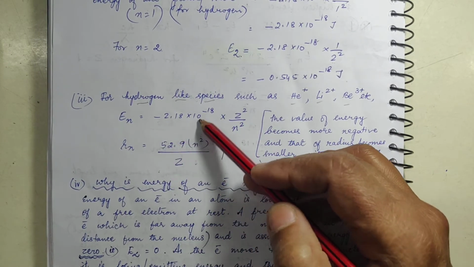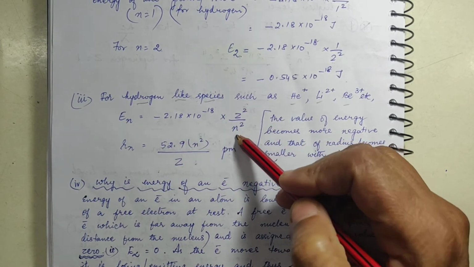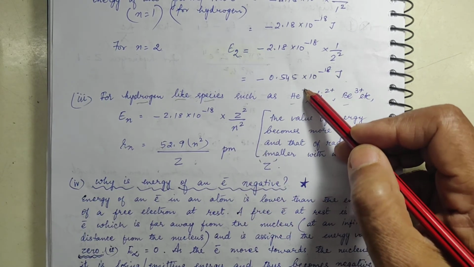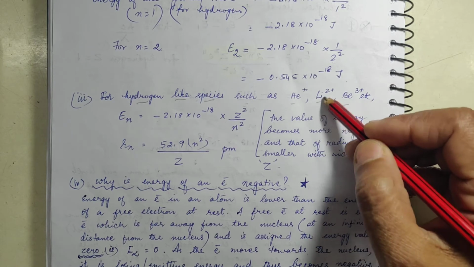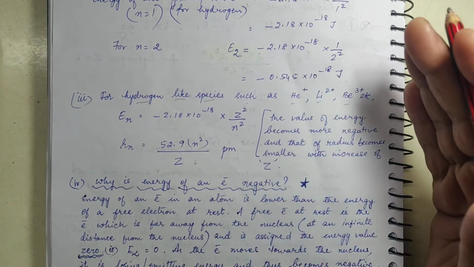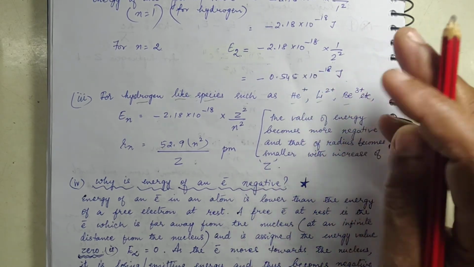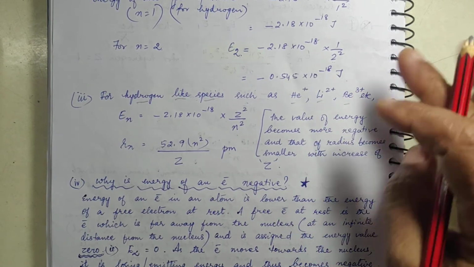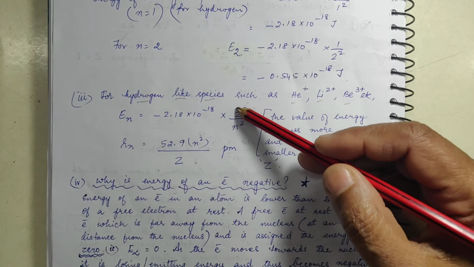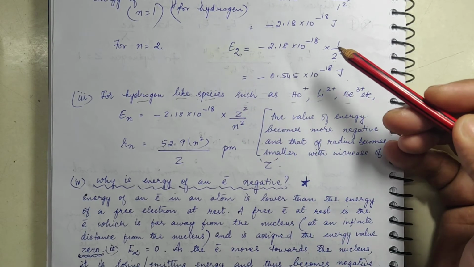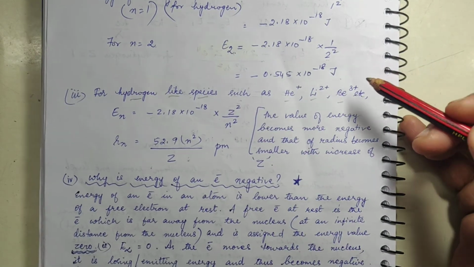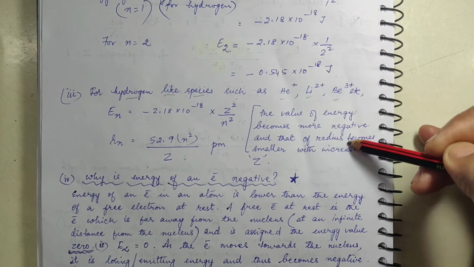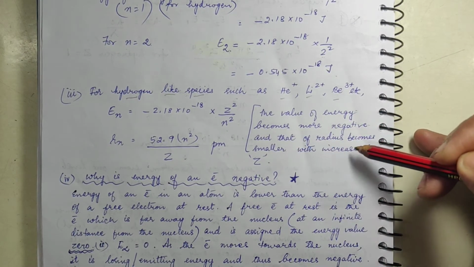Minus 2.18 times 10 to the power minus 18 into Z square by n square. Now He plus, that means its electron is there in the first shell. Li2 plus, again, after losing 2 electrons, its electron is also in the first shell. Be3 plus, after losing 3 electrons, its electron is also in the first shell only. But then you have to use the atomic number here. So here the value of energy becomes more negative and that of radius becomes smaller with increase of Z.